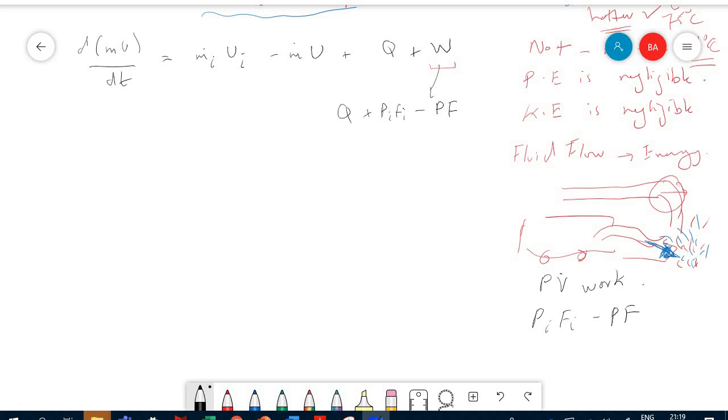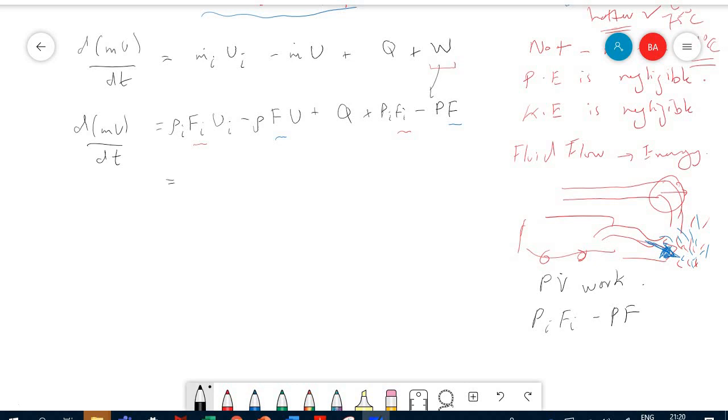So that was plus Q, that's the other term. And here it was MiUi minus MU. What was Mi? If you can recall, it's rho i Fi times Ui minus rho F times U, plus Q, plus PiFi minus PF. Great, and that is equal to dmU/dt. Well, we can see that we have a term that looks like there's a common factor here. Beautiful. And we have another term which also has a common factor here. Let's take a common factor.